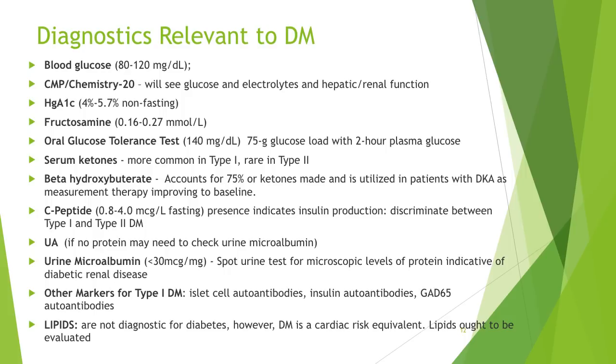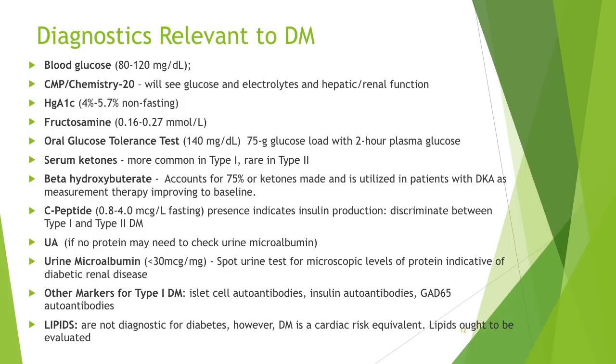Your C-peptide can let you know about proinsulin, to let you know the presence of insulin production. And this can help you discriminate between the type 1 and type 2 diabetic. Your oral glucose tolerance test can let you know for those women that are gestational diabetic if they're tolerating the glucose intake. Our serum ketones can let you know if you're entering into a ketotic state or if a patient is transitioning into diabetic ketoacidosis.